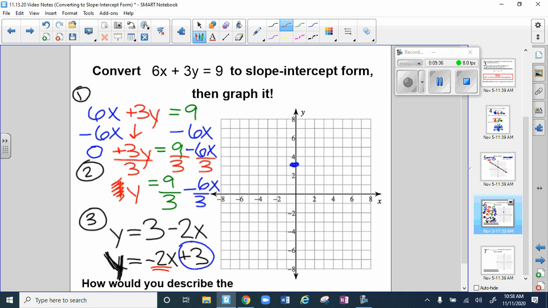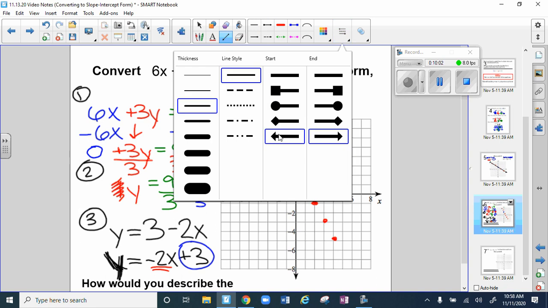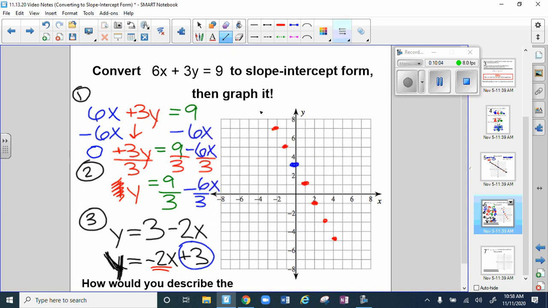So I'm going down 2 to the right 1, down 2 to the right 1, and so on. I could also go in the other direction, which would be up 2 left 1. Do that again, up 2 left 1. And now I have a ton of points I can draw my line through. And I'm going to make sure that I have arrows on both sides of my line, since I know that it's going to continue on and on past the edge of my graph. And let me fix that line, because it's not quite going through all of my points.